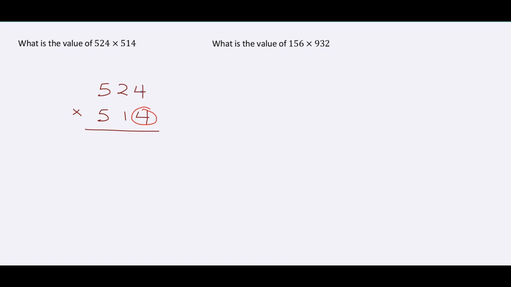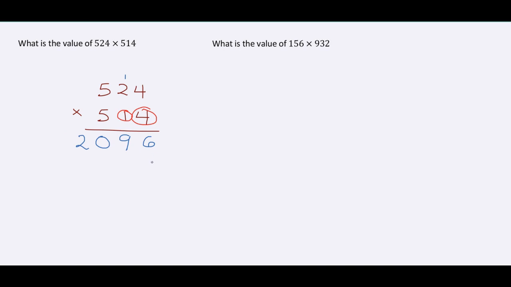We have 4 multiplied by 4, that's going to give us 16. So we write a 6 here and we bring up a 1. 2 multiplied by 4, we have an 8, we add that to the 1 here, that gives us a 9. 5 multiplied by 4, we have a 20. So we have 2096.